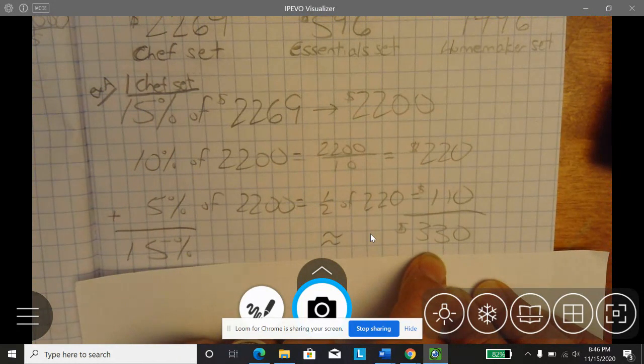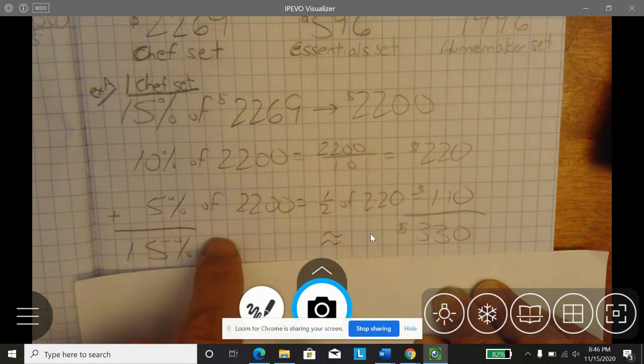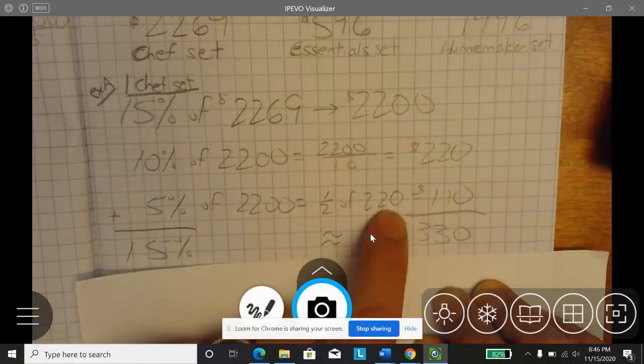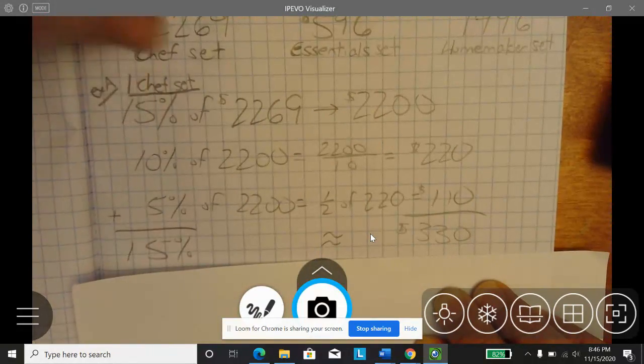All right. So that's how you take 15%. First, you take 10%, which you know how to do. Then you take half of whatever you got. That's 5%. Then you add those two numbers together and you get 15%.